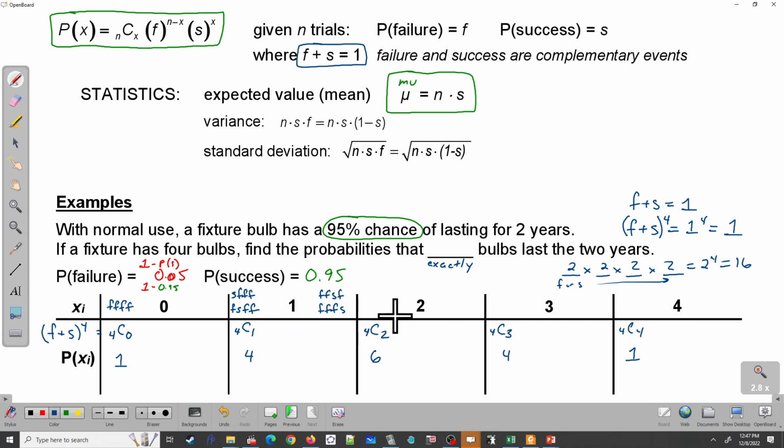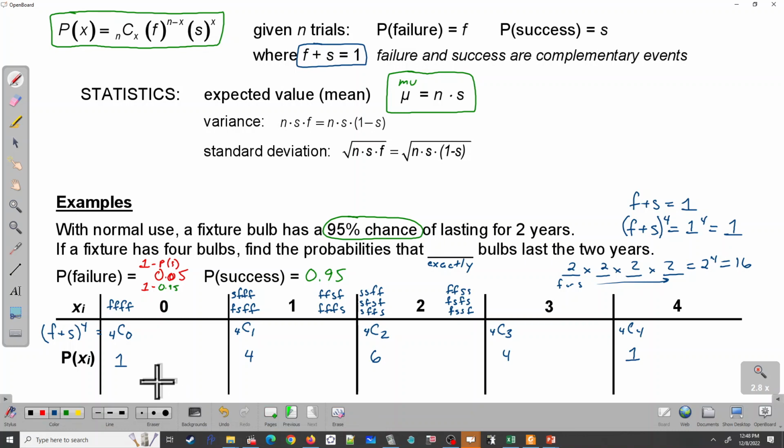And 6 are going to fall here. And that would go success, success, failure, failure. Success, failure, success, failure. Success, failure, failure, success. And literally, I could just invert all the letters: FF, SS, FS, FS, or FS, SF. And that's how I'm going to get all 6 possibilities.